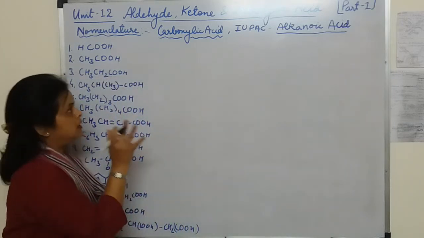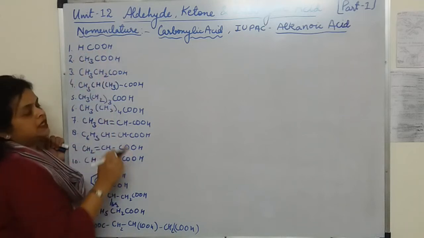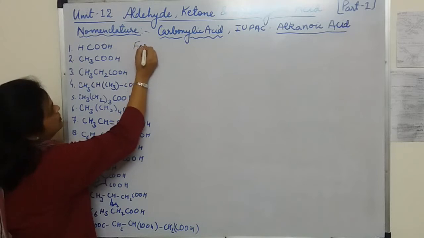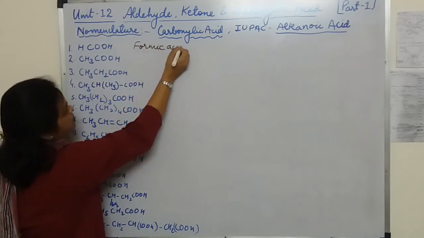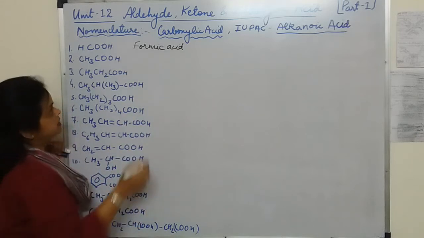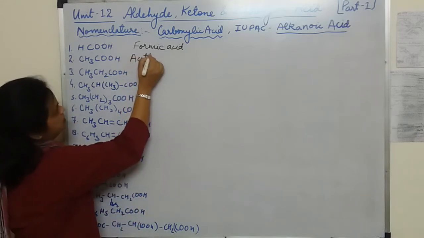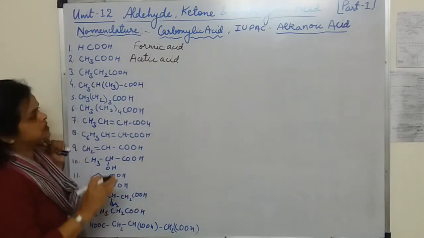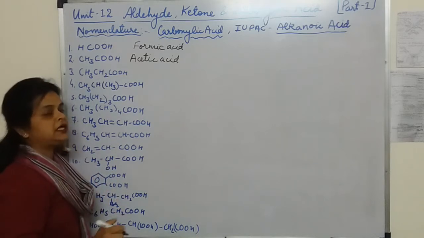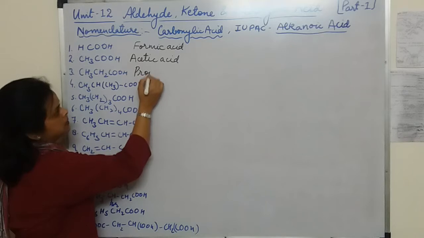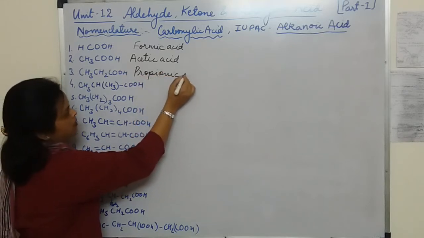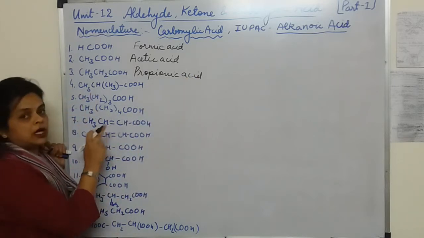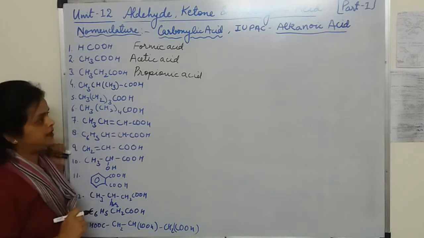First we will go for the common names. HCOOH has one carbon, and the name of the one-carbon acid is formic acid. The two-carbon carboxylic acid, its name is acetic acid. Students, there is no logic, we have to learn these common names. The three-carbon carboxylic acid is propionic acid. Take care when you are writing the spelling. When it is a four-carbon carboxylic acid, that is butyric acid.